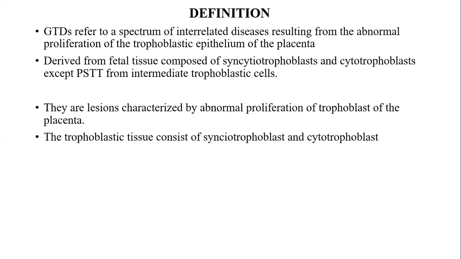So gestational trophoblastic diseases refers to a spectrum of interrelated diseases resulting from the abnormal proliferation of trophoblastic epithelium of the placenta. So it's derived mostly from fetal tissue, which is usually composed of cytotrophoblast and syncytiotrophoblast, except for a subgroup of gestational trophoblastic neoplasia known as placental site trophoblastic tumor, which originates from the intermediate trophoblastic cells.